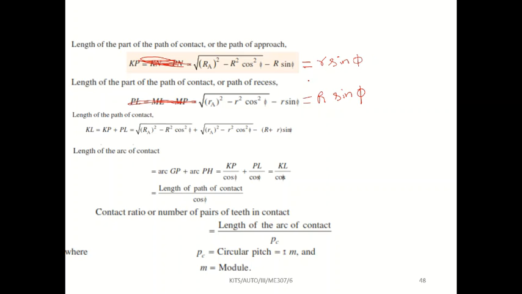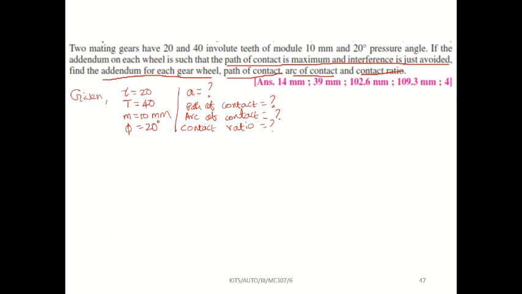So first we will find capital R and small r. Let us try to find that. We know that module equals capital D divided by T. Okay. So module value is 10.